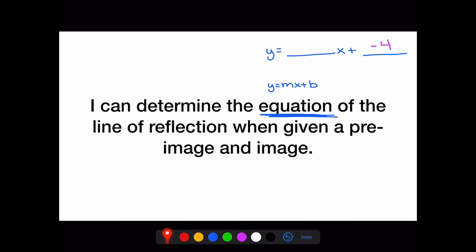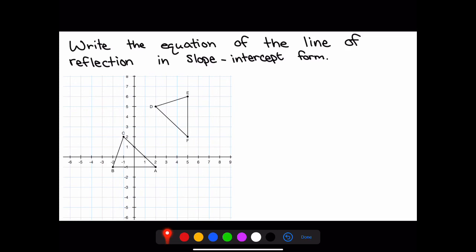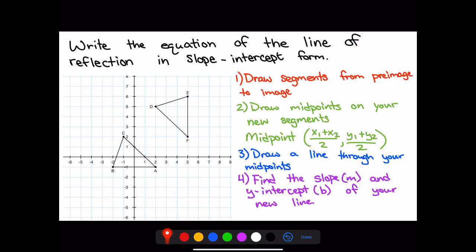All right, so write the equation of the line of reflection in slope-intercept form. Go ahead and pause the video if you'd like. Try this one out, and then we'll do it together. Looking at this, we have a couple of steps that we can do. My first step is to draw the segments from pre-image to image. So I draw my segments.